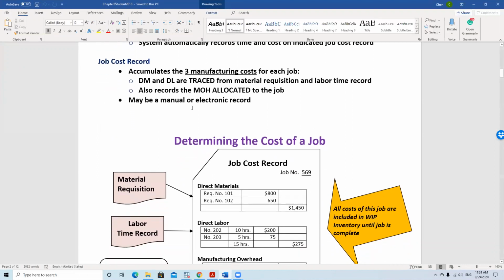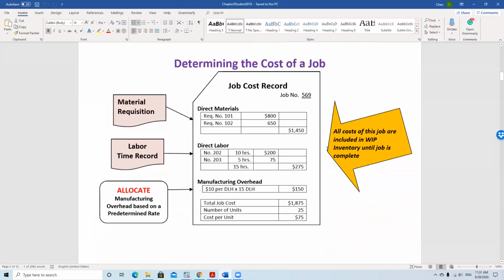So job cost record. There are three manufacturing costs, which we just mentioned: direct material and direct labor are traced from material requisition and labor time recorded, but manufacturing overhead must be allocated to the job. So this is an example, okay?